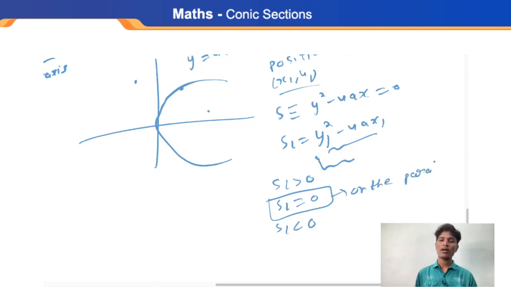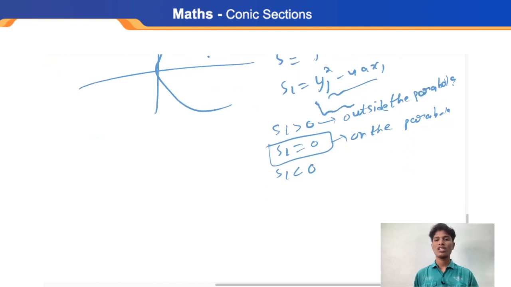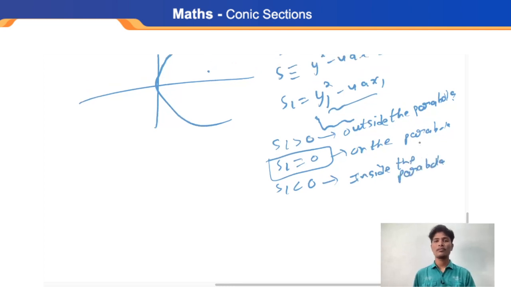For S1 greater than 0, it is outside the parabola. For S1 less than 0, it is inside the parabola. Yes, this is a thing you have to understand.